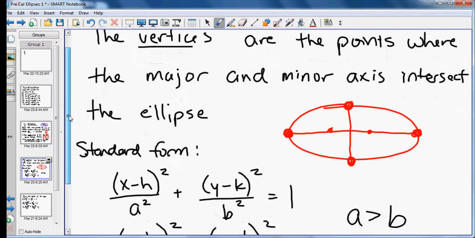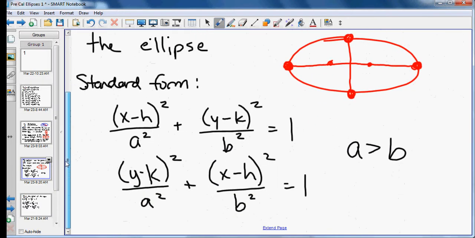For the standard form of an ellipse, notice we actually have two forms. The top one, (x minus h) squared over a squared plus (y minus k) squared over b squared is equal to 1.